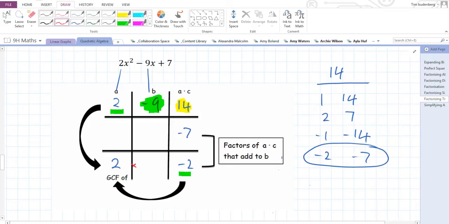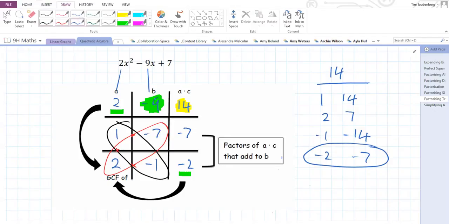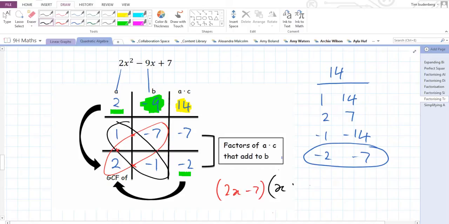Step 4, multiply everywhere. 2 times what gets you to negative 2? Well, that's minus 1. 2 times what gets you to 2? That's 1. 1 times what gets you to negative 7? Negative 7. Then, band-aid. The red half of that band-aid is 2x take 7. And then x minus 1.